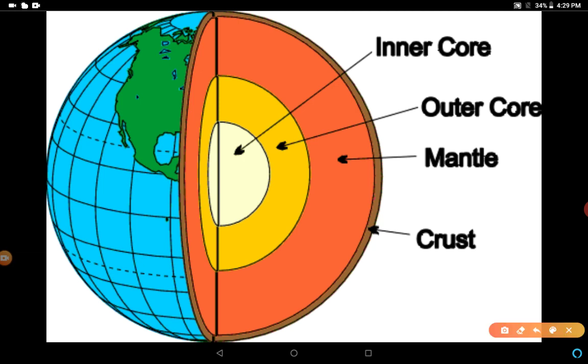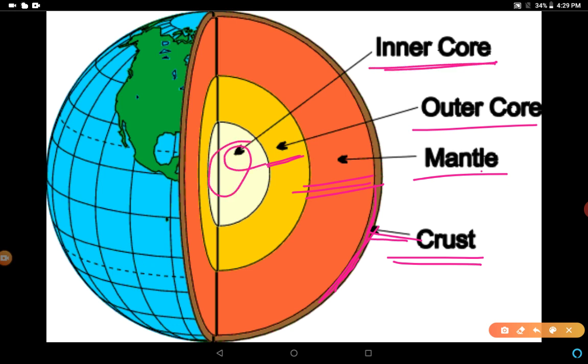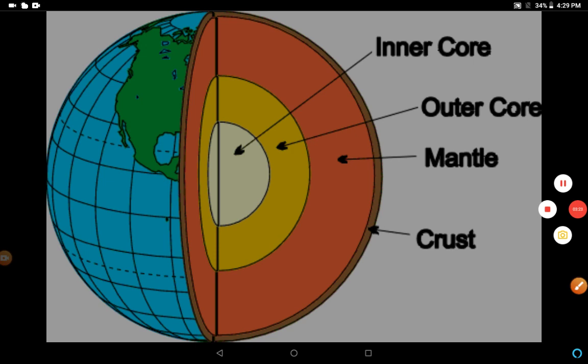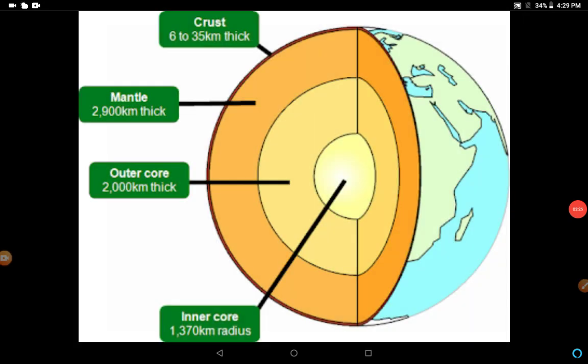This is the outermost layer of the earth, the crust. As you can see, it's a very thin crust. After that, this one is the mantle, this one the outer core, and this one the inner core. Getting my point? Now we'll discuss the radius of these layers. With the help of this diagram we'll understand the radius of the different layers of the interior of the earth.